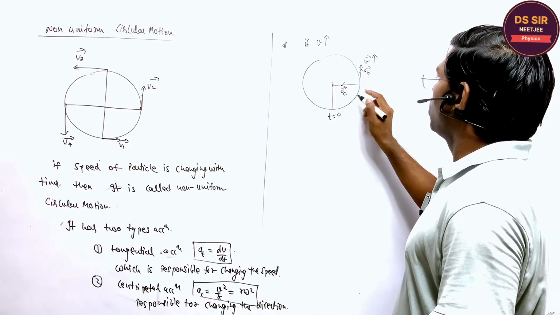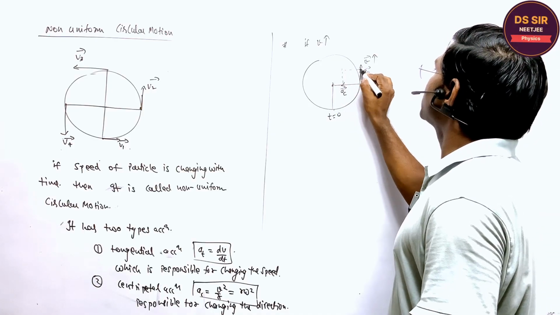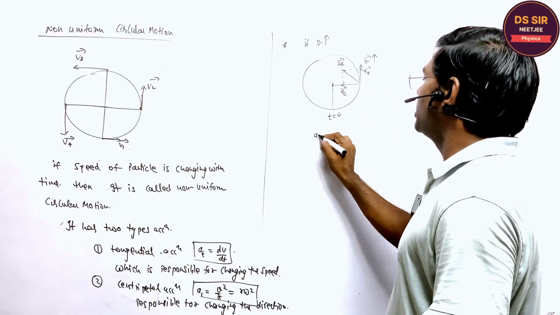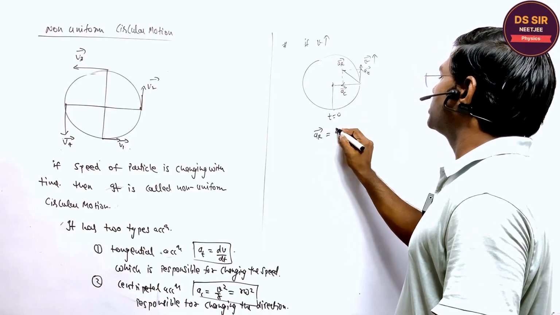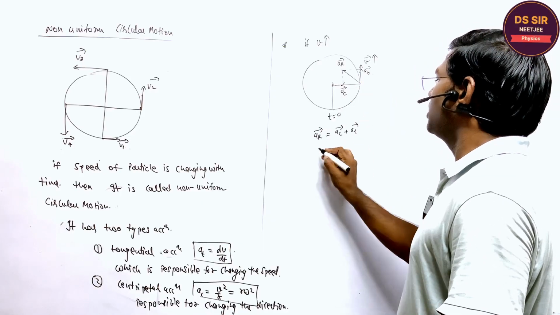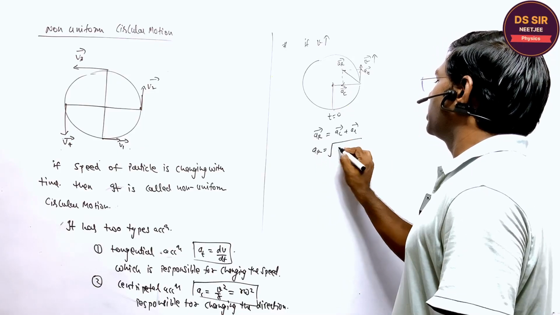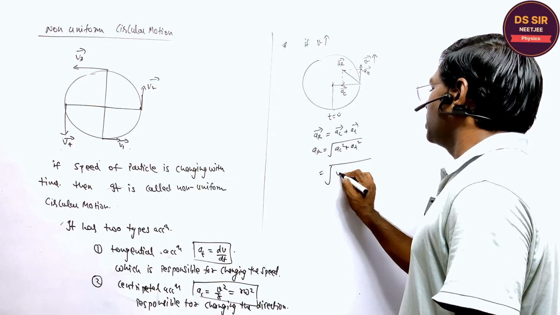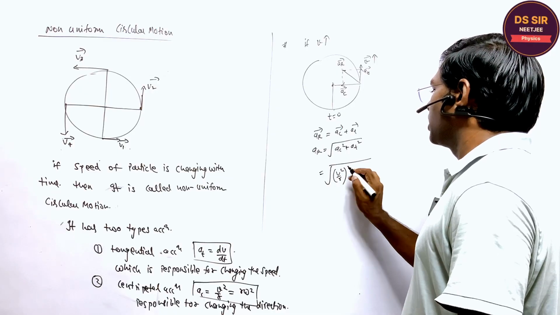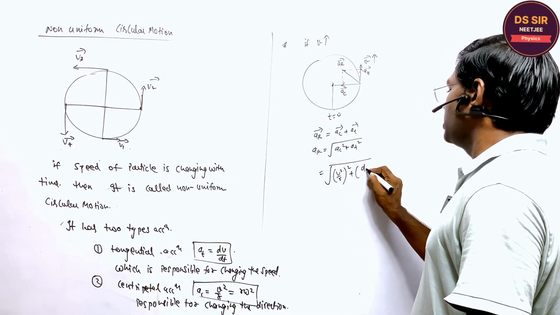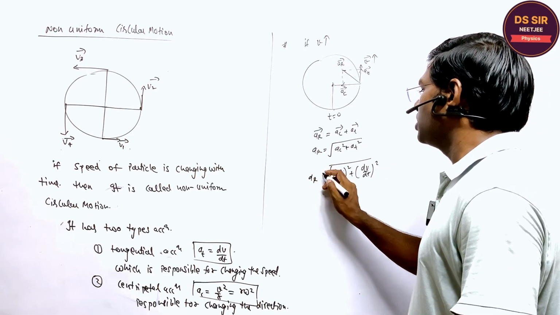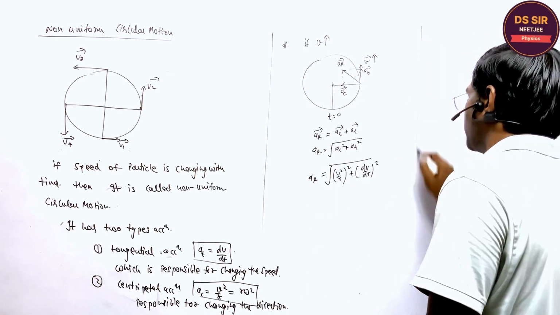Right? So okay, what will be the resultant acceleration? This is the resultant acceleration. So the resultant acceleration vector is AC vector plus AT vector. If you take the magnitude, then this is root over AC square plus AT square. The AC is nothing but V square upon R, right? And the AT is nothing but dV upon dt. Is it clear or not? So this is the magnitude of the resultant acceleration.